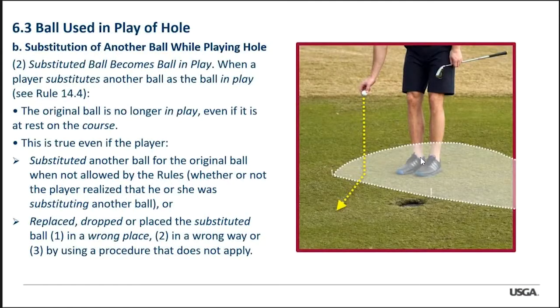Okay, or if you replace, dropped, or placed the substituted ball in a wrong place or in a wrong way, or by using a procedure that does not apply. For example, we're taking lateral relief from a red penalty area, and we go 4 club lengths out and drop it. We've done it wrong, but that ball is in play. So if something happens to that ball, we're going to deal with it within the rules. So even if you did it wrong or did the whole procedure wrong, the ball still is in play.